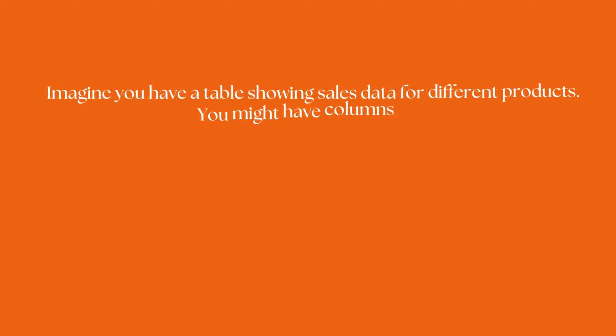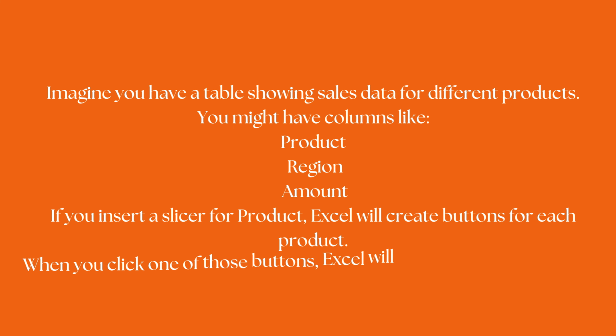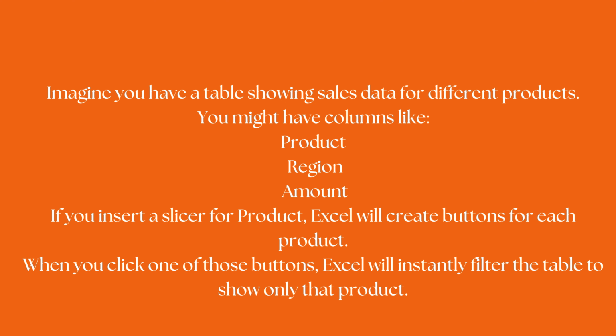Imagine you have a table showing sales data for different products. You might have columns like product, region, amount, etc. If you insert a slicer for product, Excel will create buttons for each product. When you click on one of those buttons, Excel will instantly filter the table to show only that product.